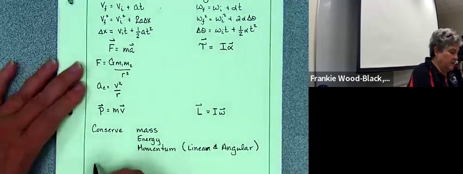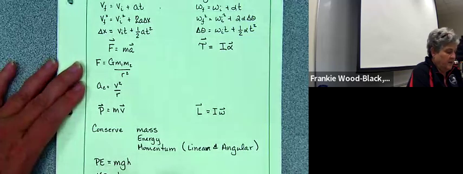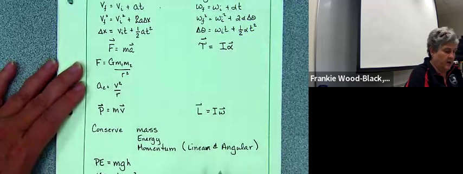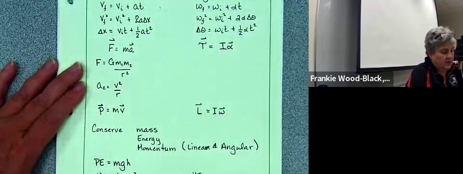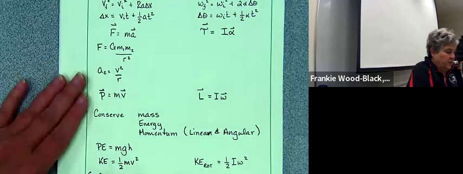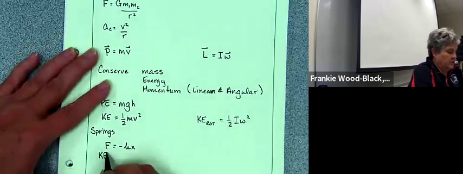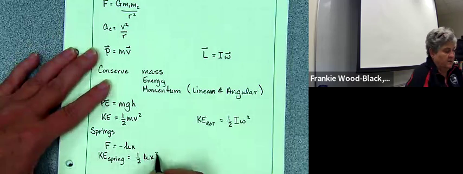We've done potential energy, which is mgh. We've done kinetic energy, which is 1/2 mv squared. But if I were over here with my angular one, this is kinetic energy due to rotation, which was 1/2 I omega squared. We have some items associated with springs. We did our force is equal to minus kx. And we have our potential energy due to a spring, which is 1/2 kx squared.